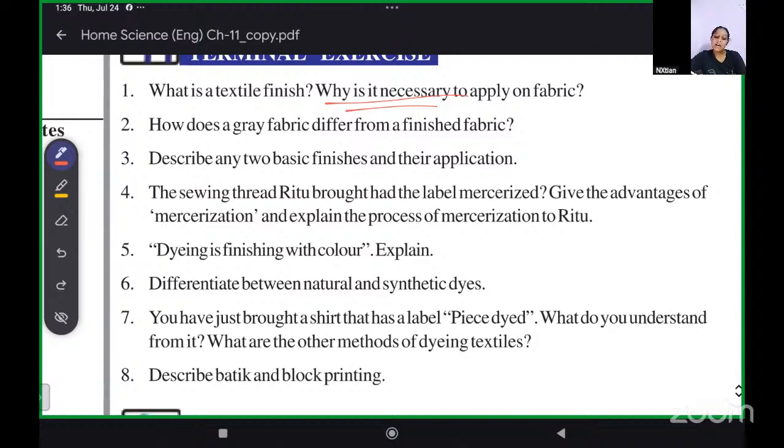Now, how does a gray fabric differ from a finished fabric? What is a gray fabric? It's when no finish is applied, no finish is on that fabric. Yes. When no finish is on the fabric, it's just directly coming from the loom and no finish is applied on the fabric. That is gray fabric. How is it different from a fabric which has a finish on?